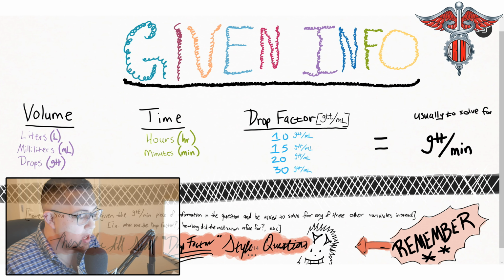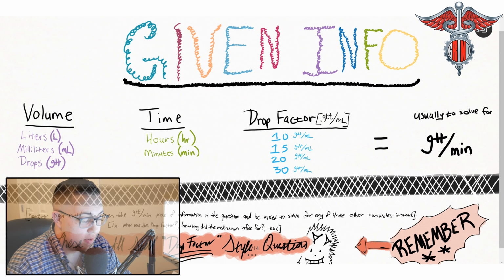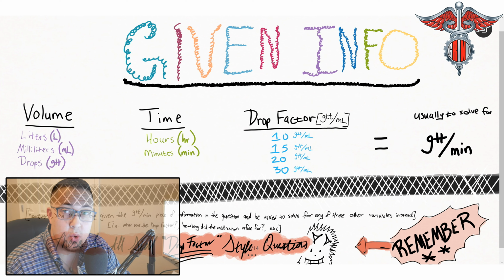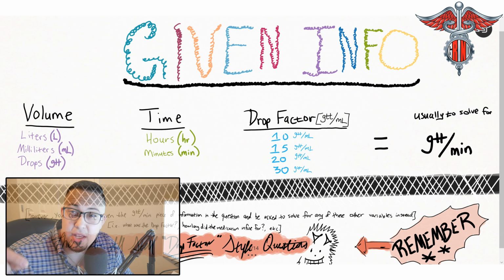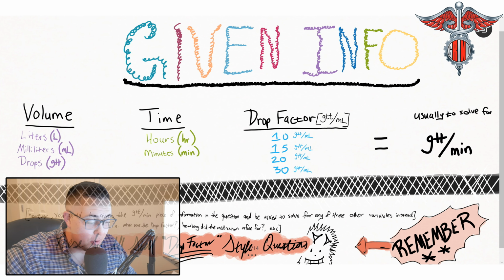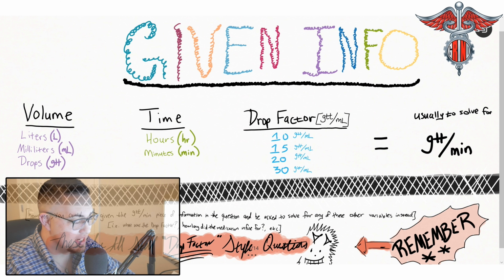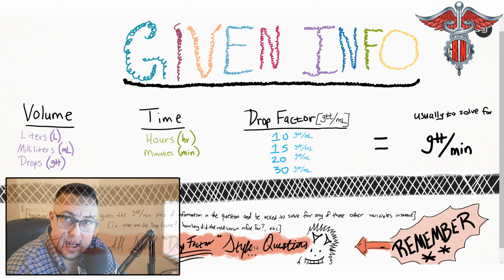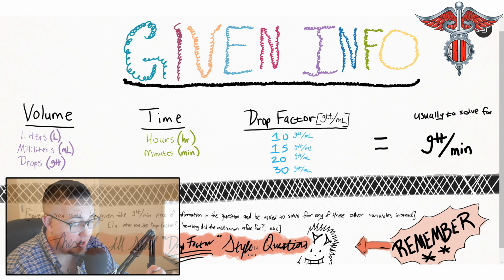Now, what does this mean? Volume, you're either going to be given in your question a volume in liters, milliliters, or drops. Drops being a physical, literal drop of fluid. We'll get into that in this next slide. You're going to be given a time. So your volume of fluid is going to infuse over a given set of time. This may be over a certain amount of hours or a certain amount of minutes.